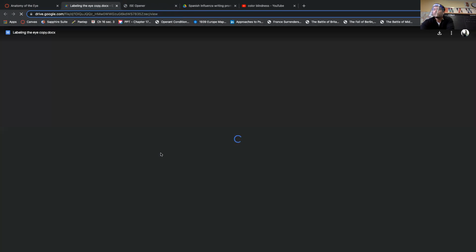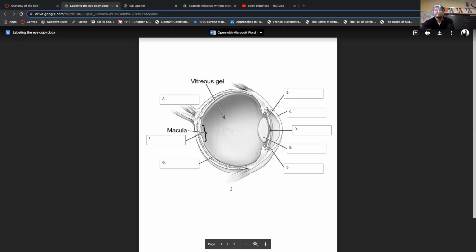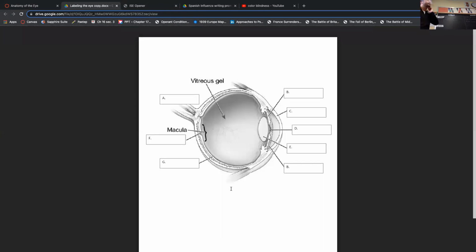Here's what it looks like. Okay, there you go. So you're just going to fill in the locations here of the terms we just went over. And as you can see, there's two B's. That just means it's kind of bending around one part. I won't give it away just yet of the eye.